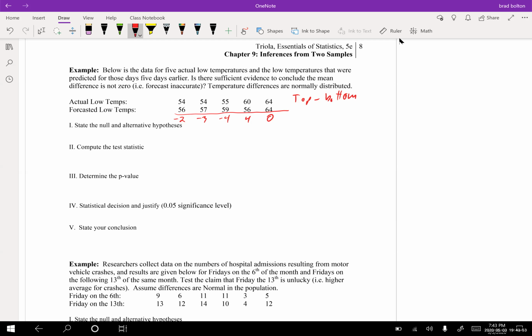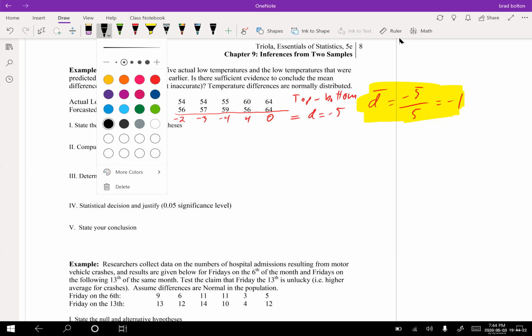Okay. So then if we were to add all these up, this would be the common difference, or not the common difference. That's a different class. Sorry, guys. This would be the sum of the differences. So we'd have -2, -3, so it'd be -5. And d bar is -5 divided by the number of pairs. Well, there's 5 pairs, so we get -1. So we technically have our d bar now. We have -1.